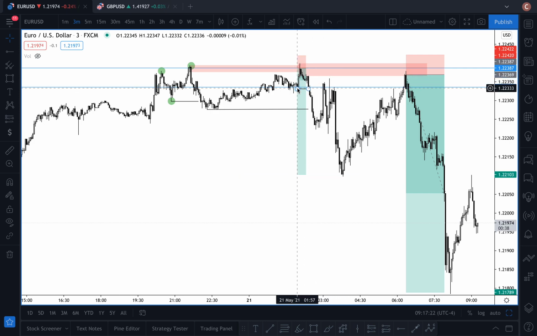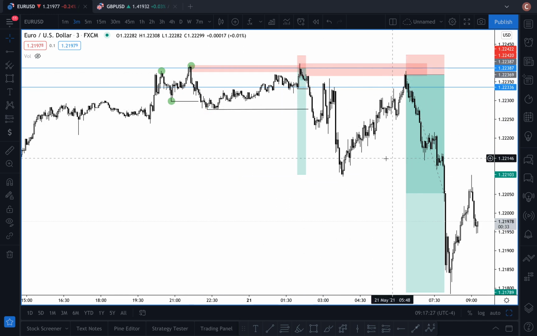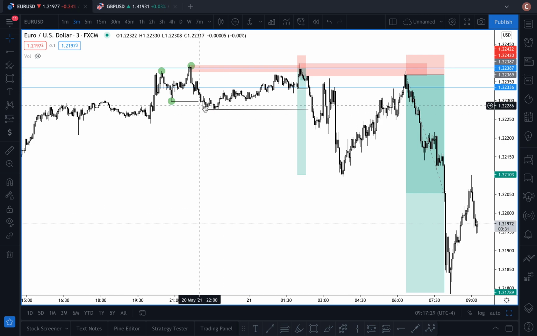Because we break this area. And why do we have this new one? Because we took out this low here. Then this one, I was telling you the first time that I'm going to look for here why market broke this zone and how I am going to take my entry.